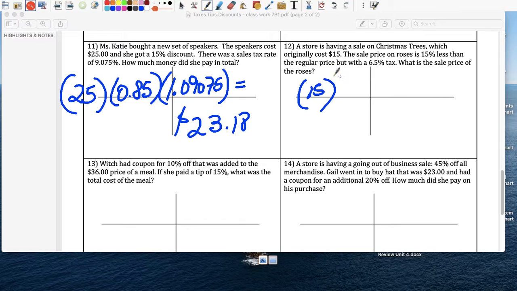So the roses are $15. They have a 15% discount, which means we're paying for 85% of the price. And then to that, we're going to add tax, so we multiply by 1.065. Apologies for the confusion in the question. 15 times 0.85 is going to give you the discounted price. And then to that, we add tax, 0.065, and that's going to give us $13.58.